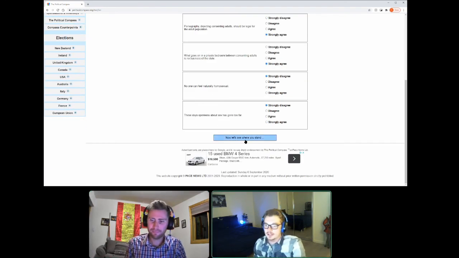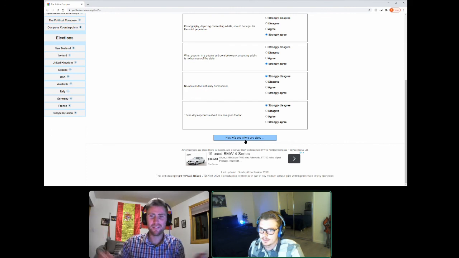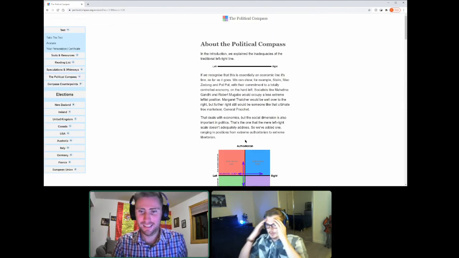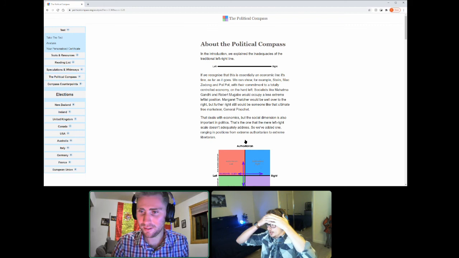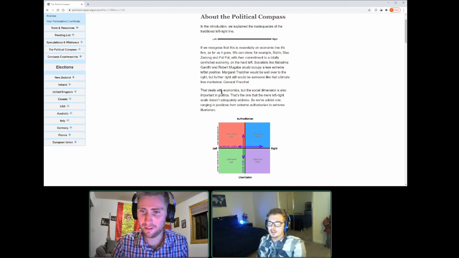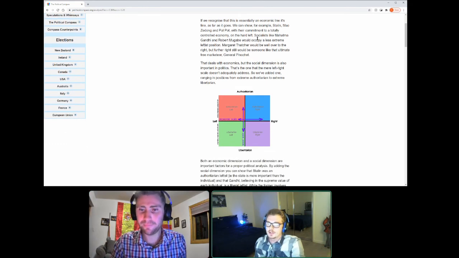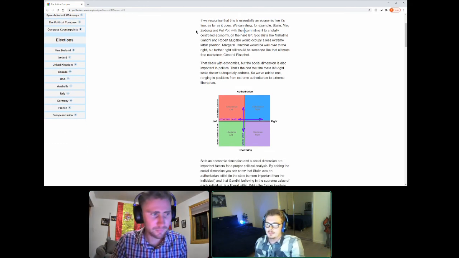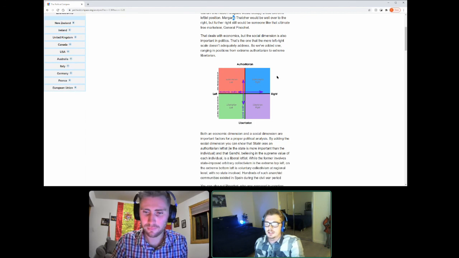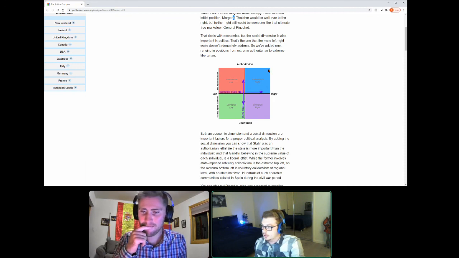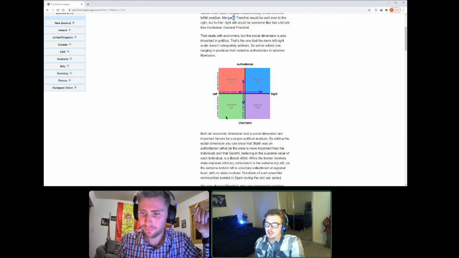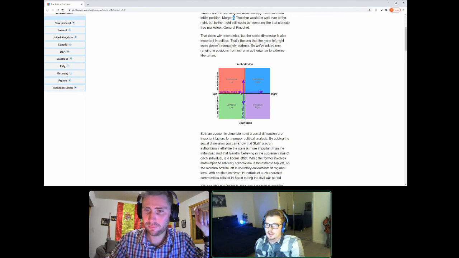Fair. Okay, so that's the test. Let's see where we stand. Ooh, I'm nervous. So give us a little introduction about the political compass, right? It's doing big examples like Stalin, Mao, and Pol Pot as authoritarian left. You can see the quadrants: top authoritarian right is probably like Hitler, and top authoritarian left is probably like Stalin. But then you have libertarian right and libertarian left, and obviously it's a sliding scale.